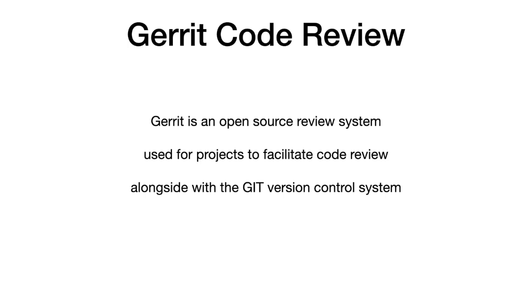Gerrit Code Review is an open source review system used for projects to facilitate code review alongside Git. And it's a tool that's highly used to get feedback from your peers, and within this project we will actually get an example of the code we submitted and fixed as well.